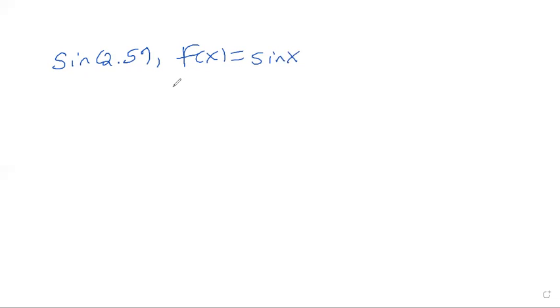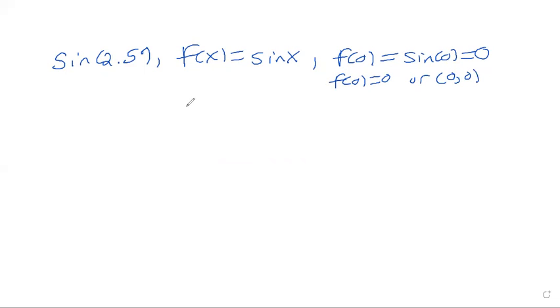And we want to pick a value that's close to 2.5 that also gives us a nice number. Going back to trigonometry, 0 degrees is close to 2.5 degrees, and sine of 0 is just 0. So f of 0 equals sine of 0 equals 0, or the point (0, 0).